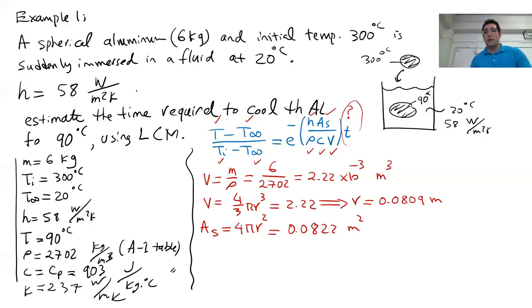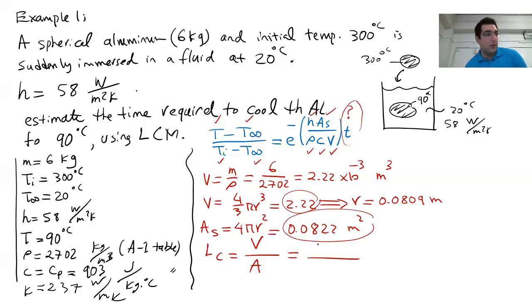Now, can we use the lumped capacitance method at all or not? To find the answer, we have to calculate the Biot number and see if it's less than 0.1 or not. So for the Biot number, we need Lc, right? This Lc is equal to V over A. I have the V, I have the A. So in my case, V over A would be 0.02696, and we can show that this is less than 0.1. So yes, we can go ahead and use it.